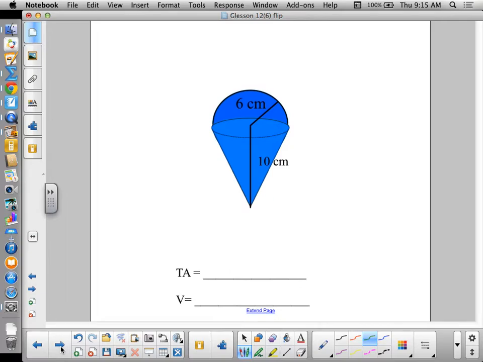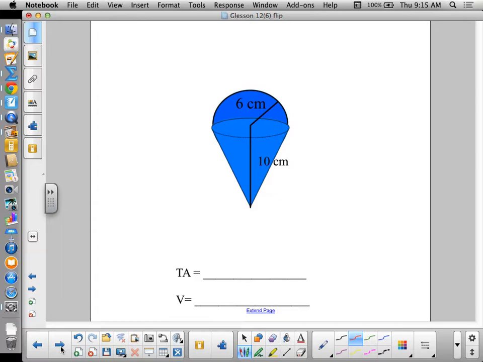If we're working with a shape like this, now it gets a little more complicated because I've got a hemisphere on top of a cone. So we're going to have to work with both. We're going to have to break it down a little bit if I want the total surface area and the volume.